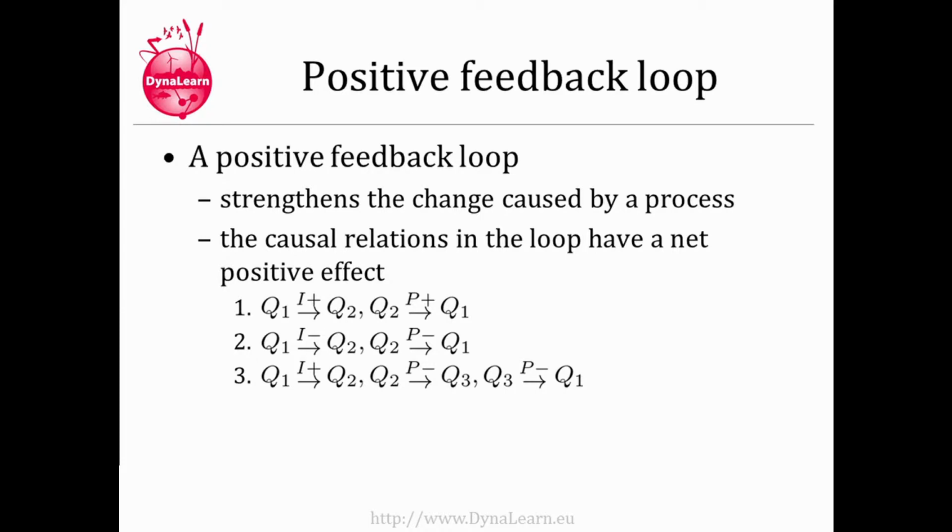Now consider that quantity 1 is below 0. As a result, quantity 2 will decrease. And because of the positive proportionality between quantity 2 and quantity 1, quantity 1 will further decrease. Therefore, it will become more negative and the negative effect on quantity 2 will become even larger. So let's look at some examples of positive feedback loops.